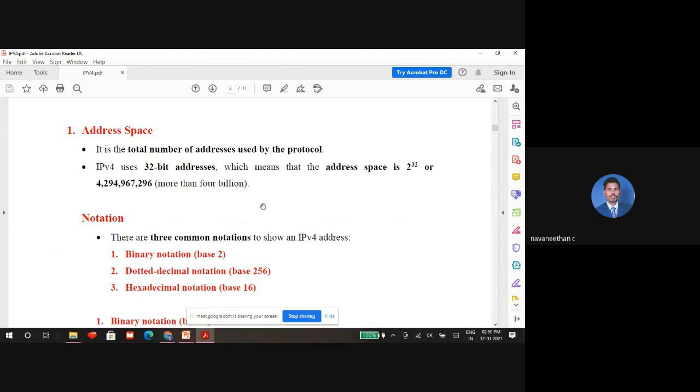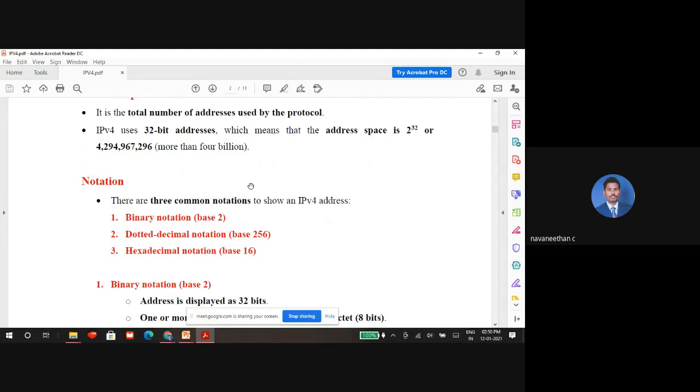So what could be its notations? I think you might have studied it. Here we are going for three common notations to show an IPv4 address. One is binary notation, which is base 2. Next is dotted decimal notation, which is base 256. And the next one is hexadecimal notation. Hexadecimal means base 16.